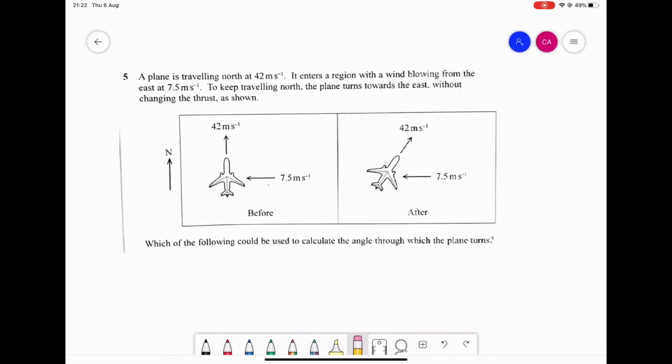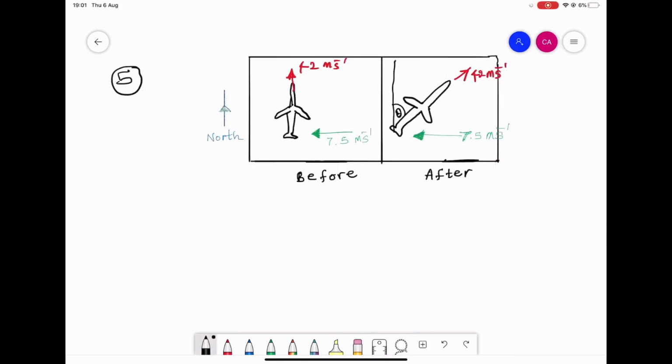This is the fifth question. Initially the plane is traveling towards north at a speed of 42 meters per second and the wind is blowing from east at a speed of 7.5 meters per second. So in order to keep the plane moving towards north, the plane needs to turn towards east at an angle of theta from north. So we need to find out what this theta is.